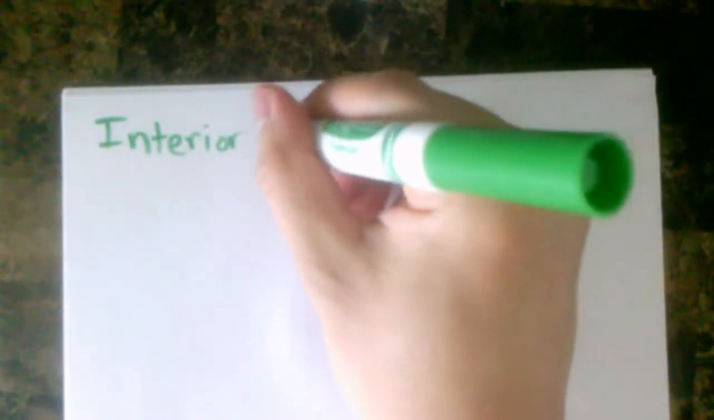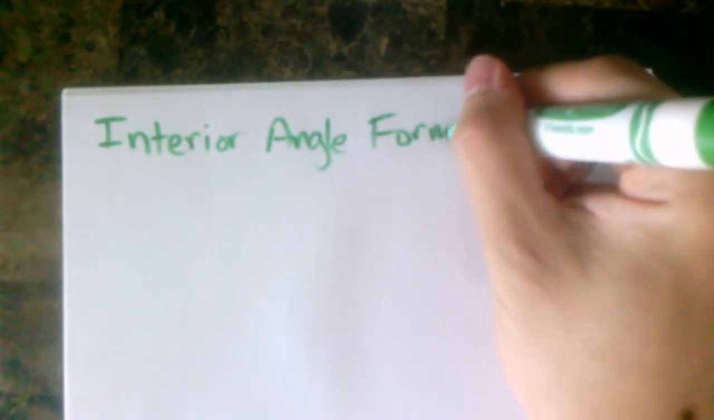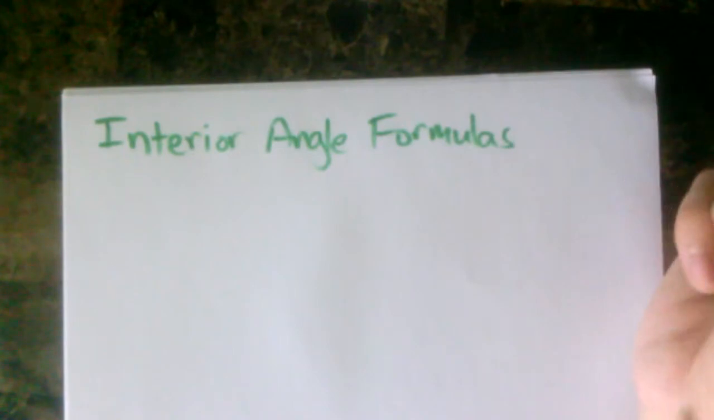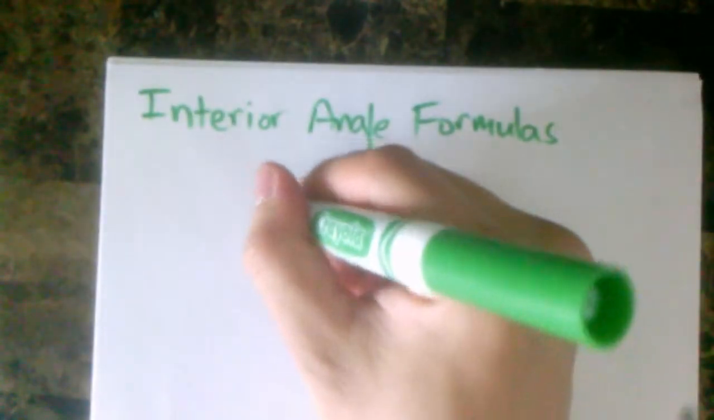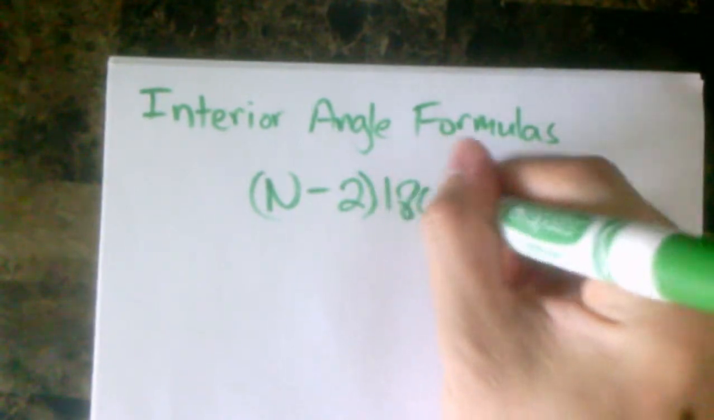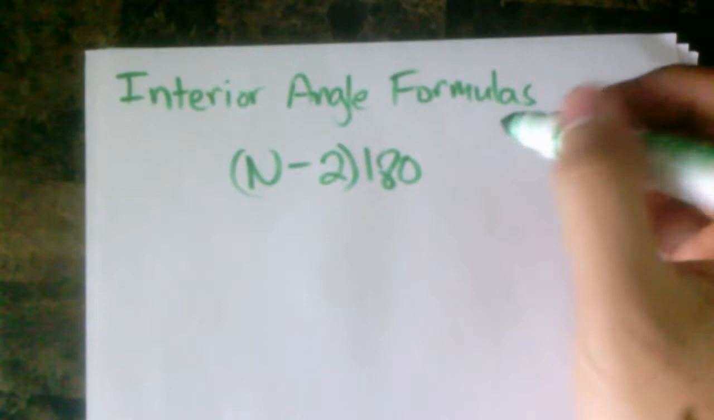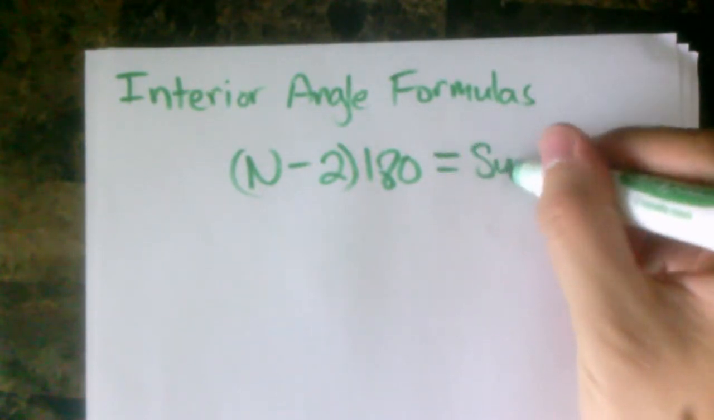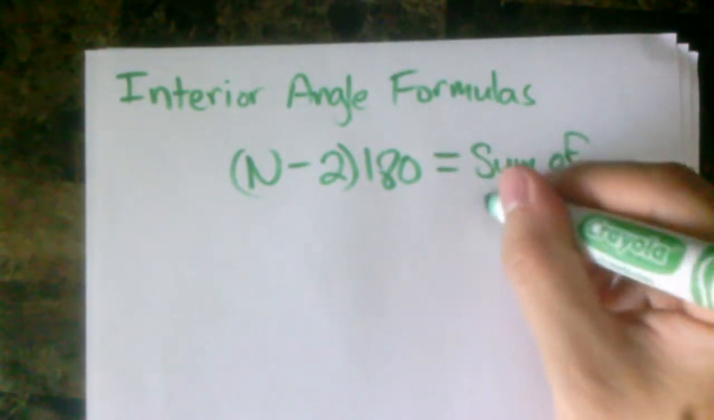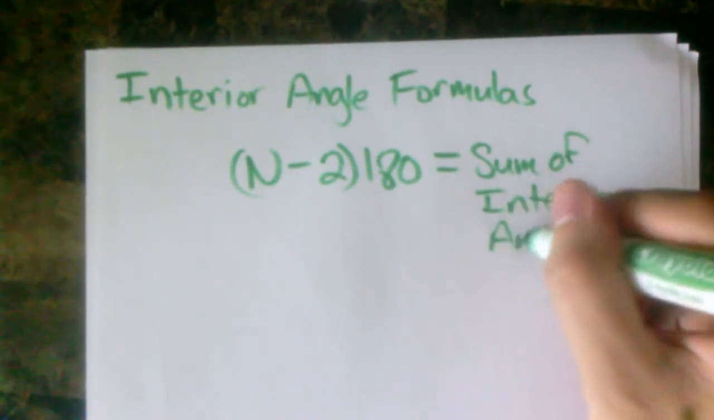Interior angle formula, and the related formulas, so to find exterior angle as well. They're all going to be based off of this one, n minus 2 times 180, and we're just going to add steps for each time we need more information. So what this gives you is the sum of interior angles. This is going to give you all the interior angles.